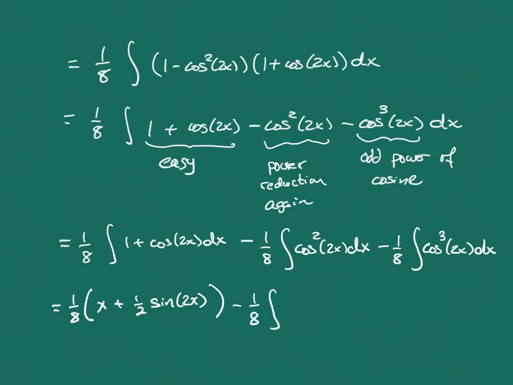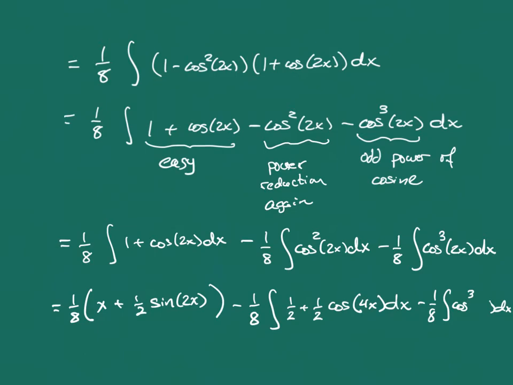we do our power reduction again. Our power reduction is going to give us a 1/2 plus 1/2 the cosine of double the argument. So 2 times 2, now we get a cosine of 4x dx in there. And then finally, our 1/8, the integral of cosine cubed 2x dx. And so with that one, that brings us to the next step.